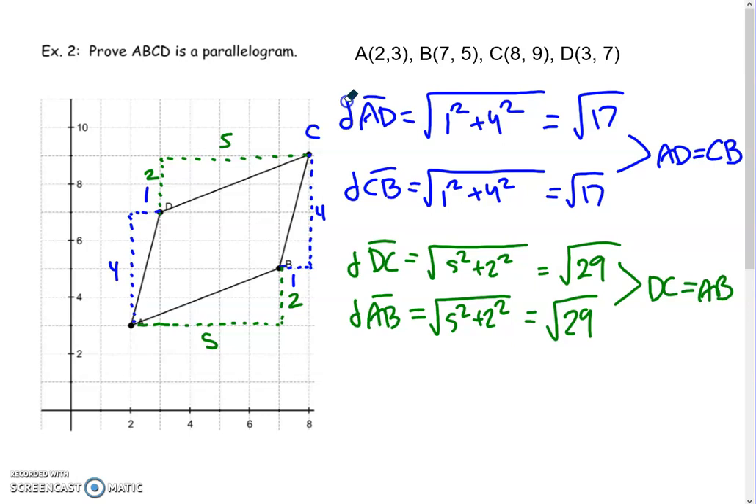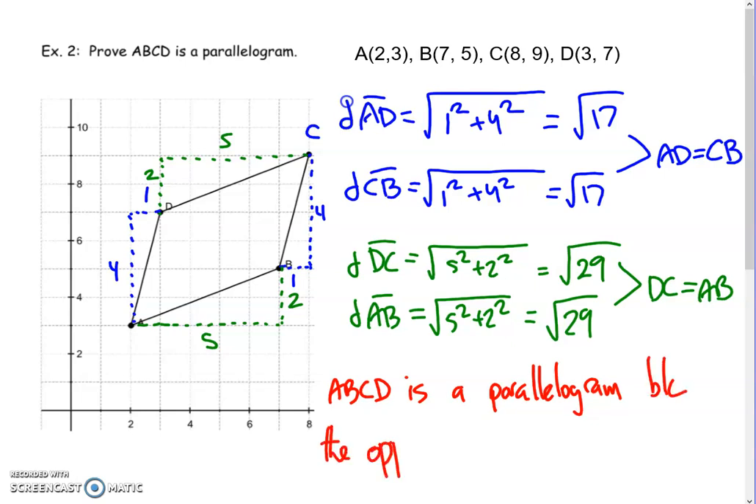And finally, your conclusion. It's the same conclusion always for a parallelogram. You would say ABCD is a parallelogram because the opposite sides are equal. And that concludes lesson 6.1.